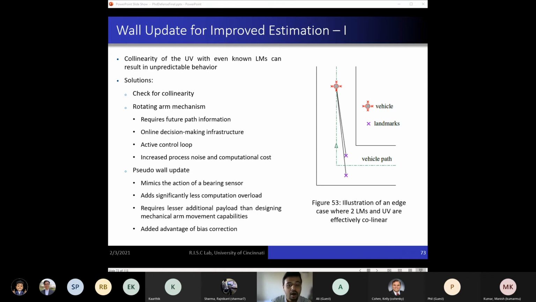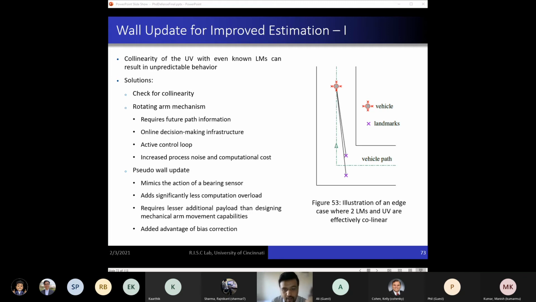R. Sharma et al. prove that even with 2 known landmarks, if this happens, the 2 landmarks effectively behave as 1. So this can be addressed in many ways. For example, we can check for the collinearity and simply drop extra landmarks right after the turns. However, this solution can bump up the payload requirement and also the computational cost for the extra landmarks the vehicle is adding. Next, we can design a rotating arm mechanism to drop landmarks at different angles based on information availability.